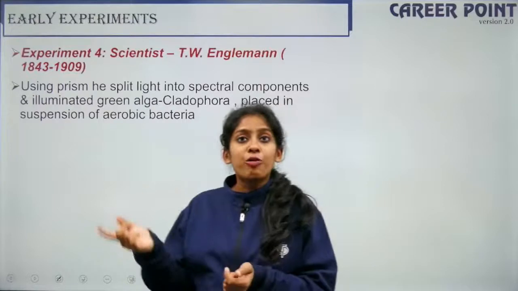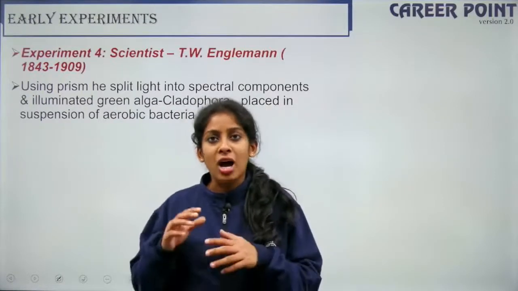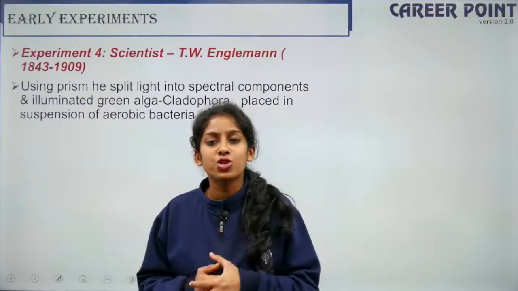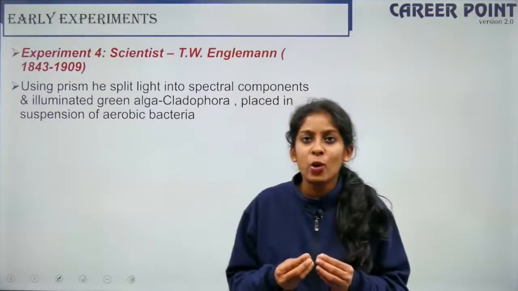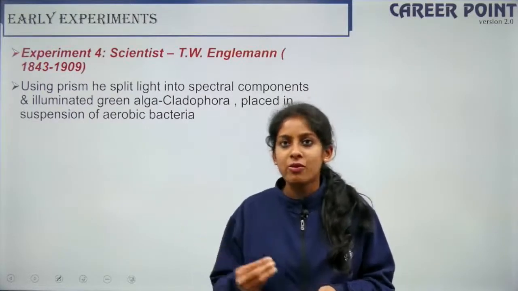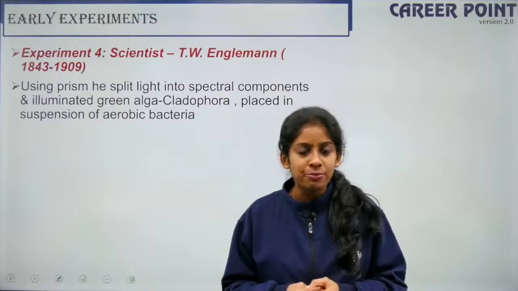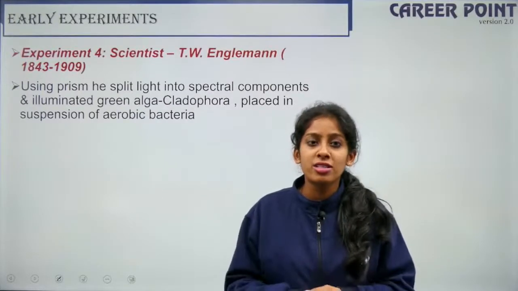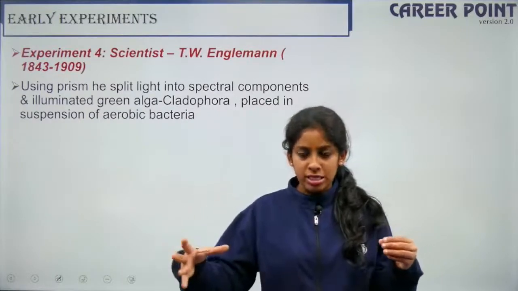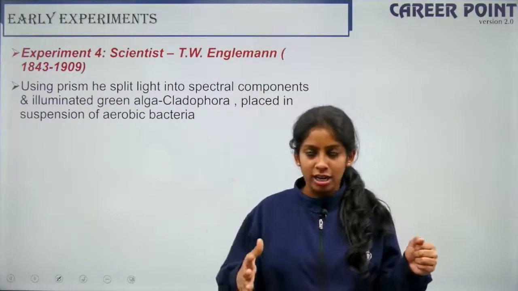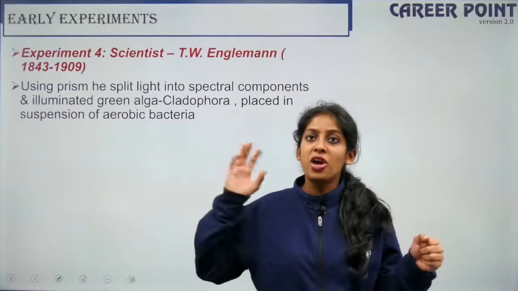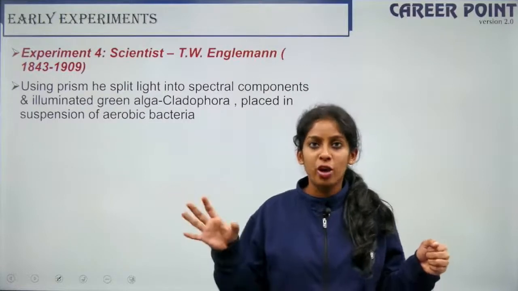But how do I confirm photosynthesis has happened or not? So T.W. Engelmann introduced a group of aerobic bacteria in suspension. Aerobic bacteria will need oxygen. Oxygen is released as a process of photosynthesis. So the bacteria will move towards the place where oxygen is available. So in a way I can find out where photosynthesis is happening. Yes. So he split a prism of colors, and into that he put a group of green algae, Cladophora, and now he also put a suspension of aerobic bacteria.